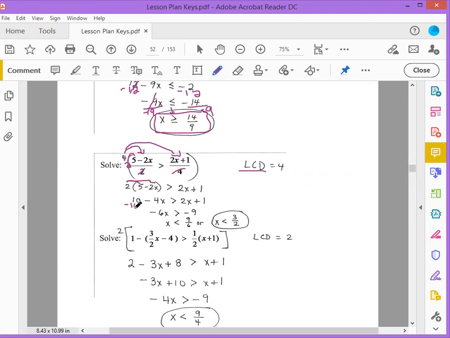Now we're going to subtract 10 from both sides of this inequality, and we're going to subtract 2x from both sides. Now when we do that, the 10's will cancel on the left side, and negative 4x minus 2x gives us negative 6x. Carry down our greater than symbol. On the right side, the 2x cancels, and 1 minus 10 gives us negative 9.